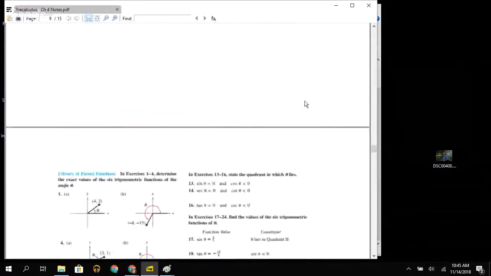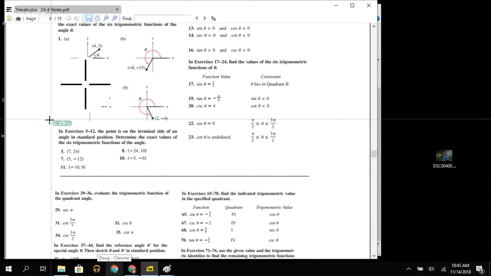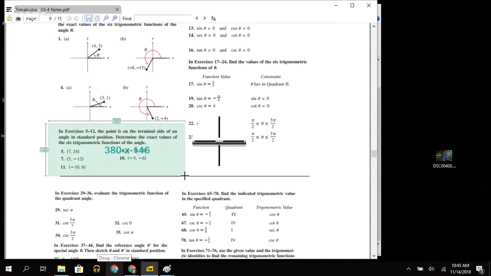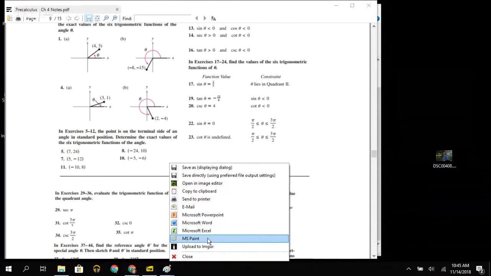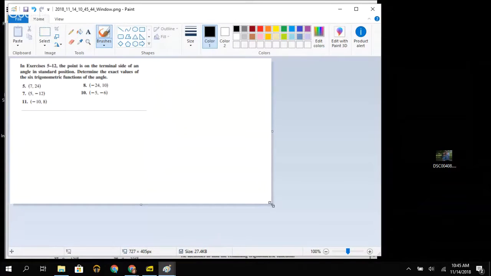We're going back to 5.4, to when we were doing the sine, cosine, and tangent, but we're going to do it when we don't have a unit circle. I just wanted to show what that looked like. For example, number 8 says the point is on the terminal side of an angle in standard position. Determine the exact values of the 6 trig functions of the angle.